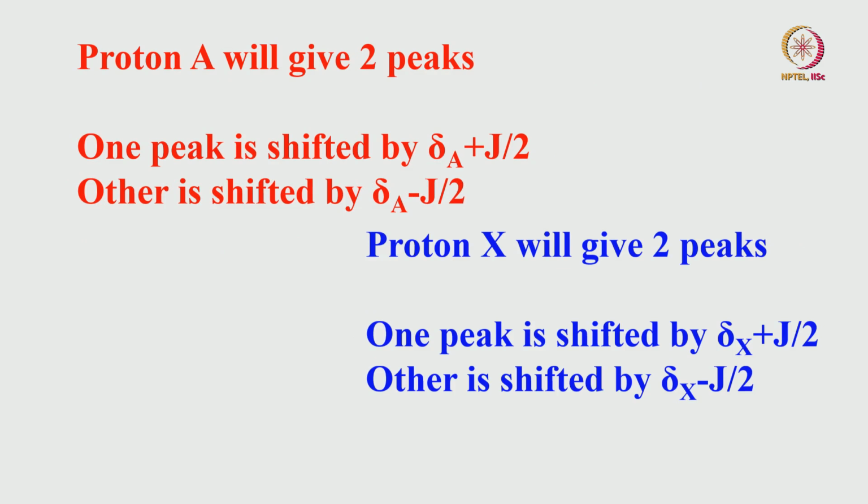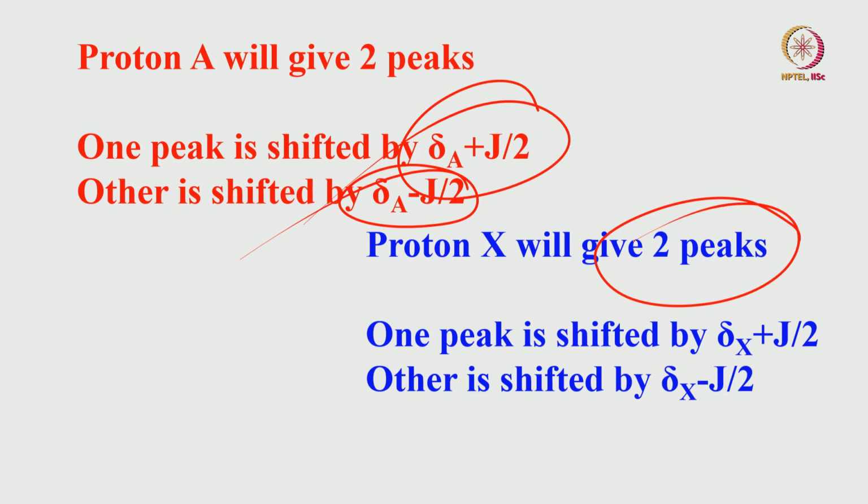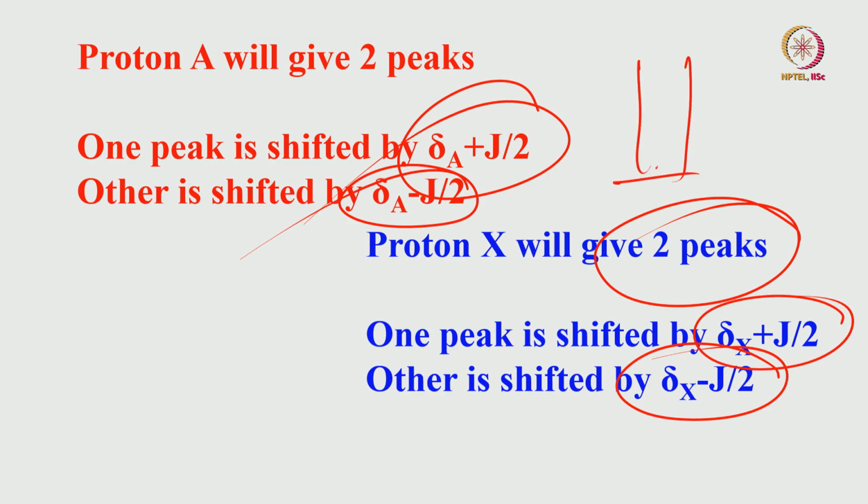You can see that proton A will give 2 peaks, one is shifted up from delta A by plus J by 2, the other is shifted from delta A by minus J by 2. Similarly, proton X will give 2 peaks, one is shifted from the chemical shift of X by J by 2, the other is shifted from the chemical shift of X by minus J by 2. That means proton A will give 2 peaks that move from the center to either side by the same value.